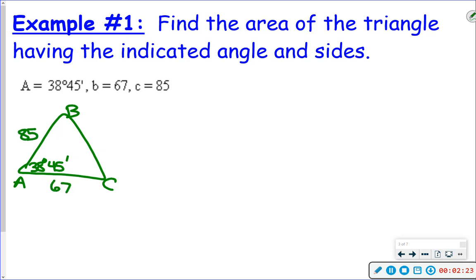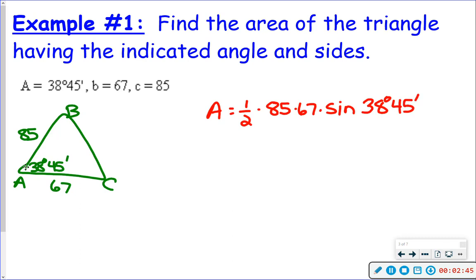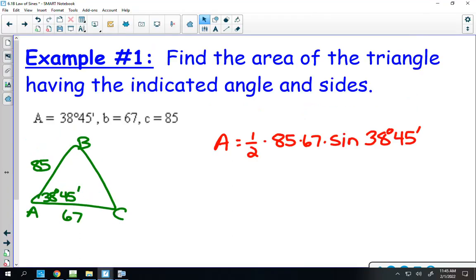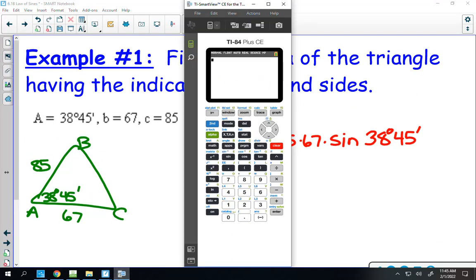I'm not going to ask which formula it is. I just know it's 1/2 times the sides, so times 85 times 67, you can have it switched of course, times the sine of our included angle. All I'm going to do is type that right into my calculator, and I'll review where the degree, minute, second is. For the 1/2, I'm just going to do 0.5. You can do 1 divided by 2 if you want, times 85 times 67. You can hit a times sign, it's going to know. Then I'll do sine.